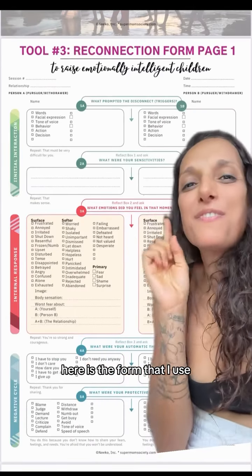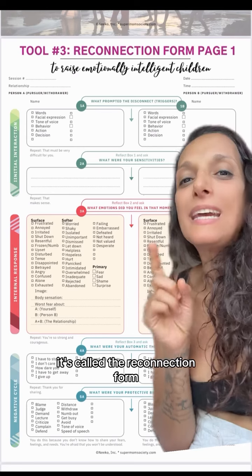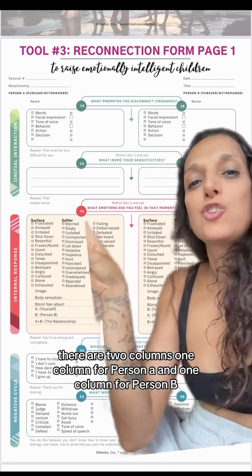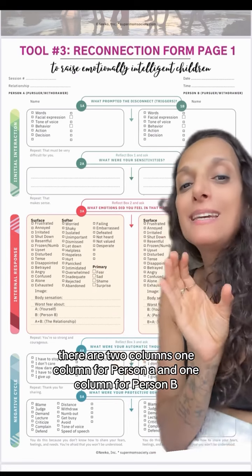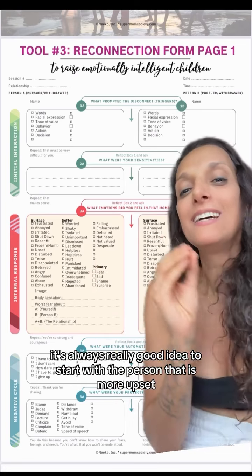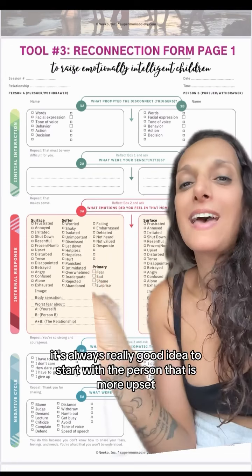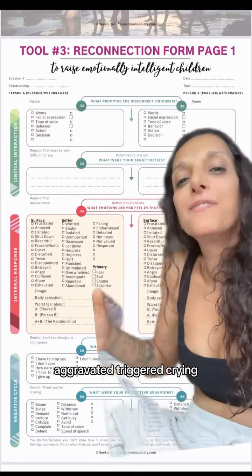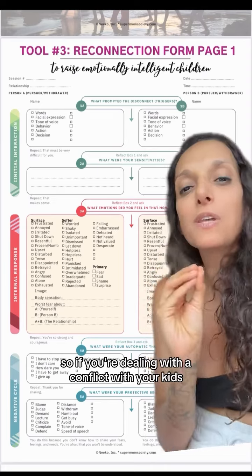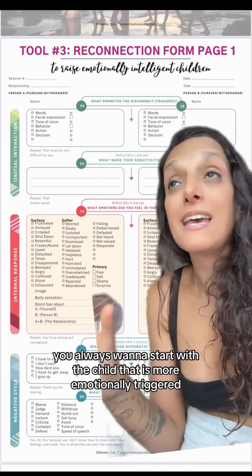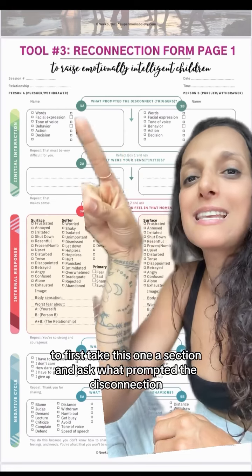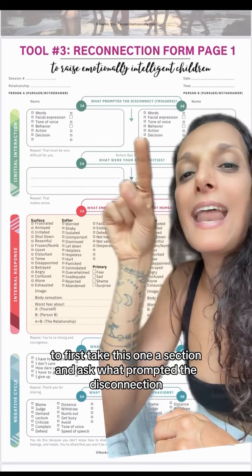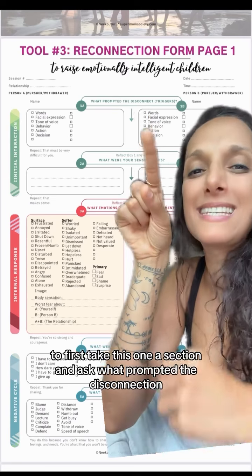Here is the form that I use. It's called the Reconnection Form. There are 2 columns, 1 column for person A and 1 column for person B. It's always a really good idea to start with the person that is more upset, aggravated, triggered, crying. So if you're dealing with a conflict with your kids, you always want to start with the child that is more emotionally triggered, to first take this 1A section and ask what prompted the disconnection.